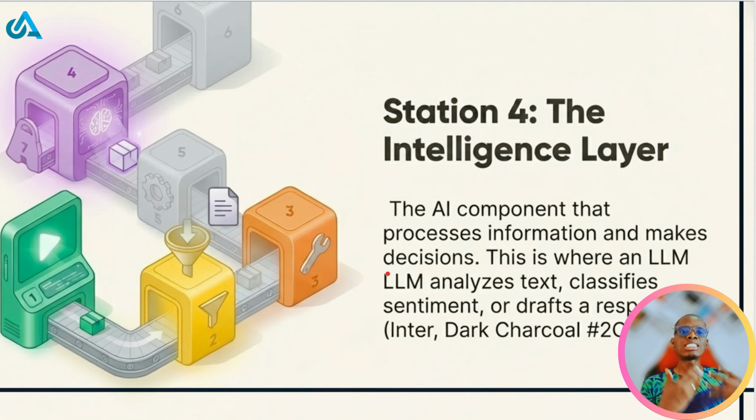Then you have the intelligence layer. This is the part where AI plays a prominent role. This is where the AI thinks. It analyzes the text. It detects sentiments. It writes responses. It makes decisions using the large language model.